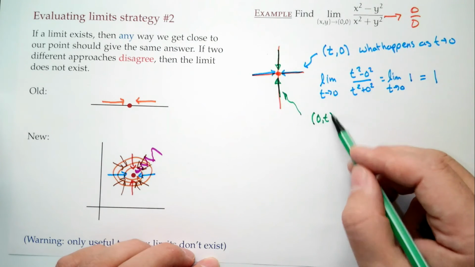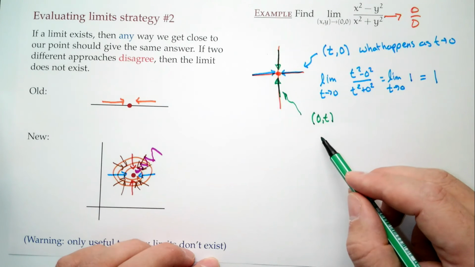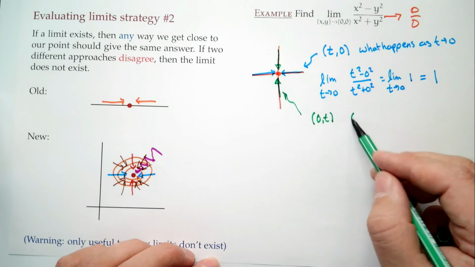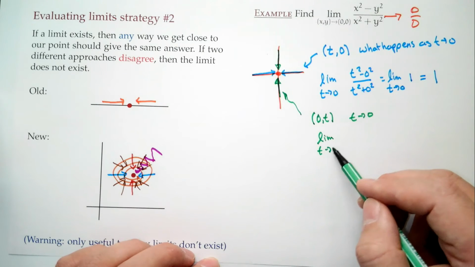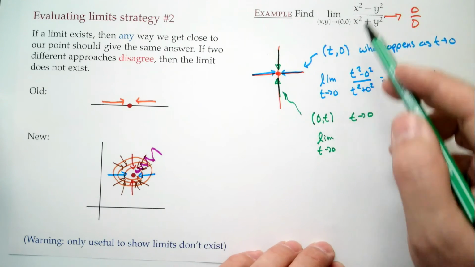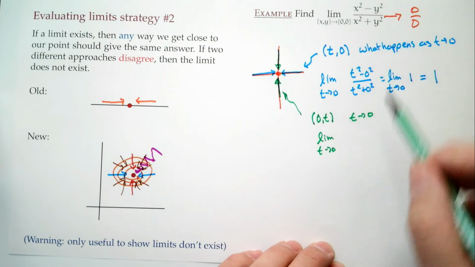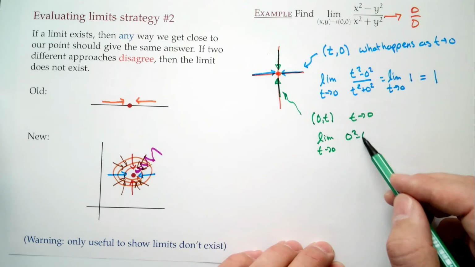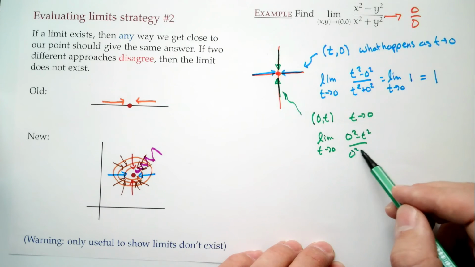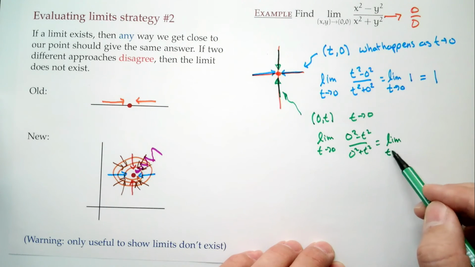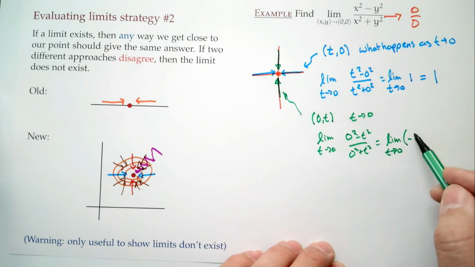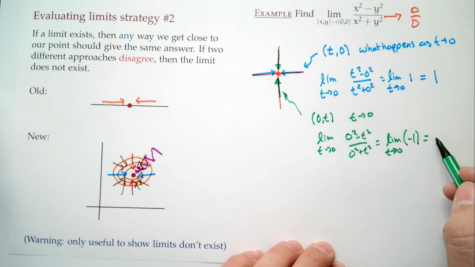And t. So, we're going to take the limit as t goes to 0. Now, wherever I see an x, I put a 0, and wherever I see a y, I put a t. So we get 0 squared minus t squared over 0 squared plus t squared. Well, that simplifies to what? Negative 1. And the limit of negative 1 is negative 1.